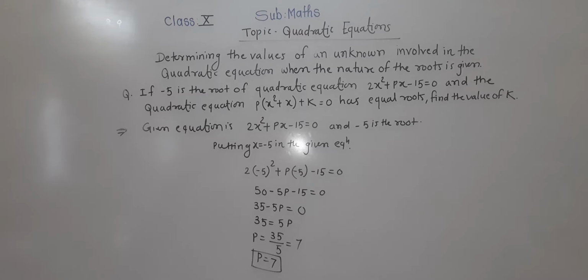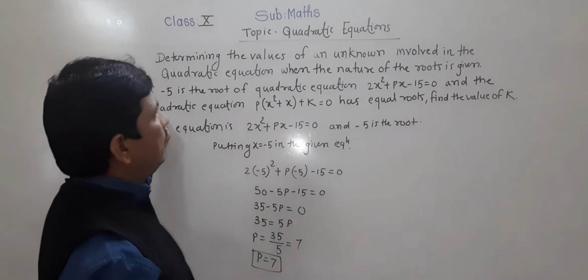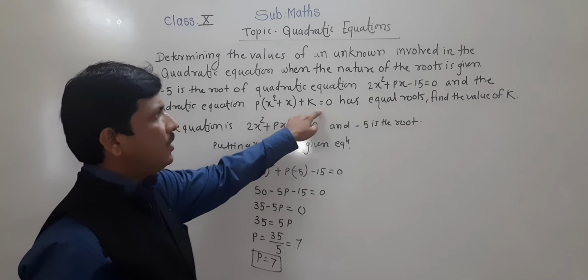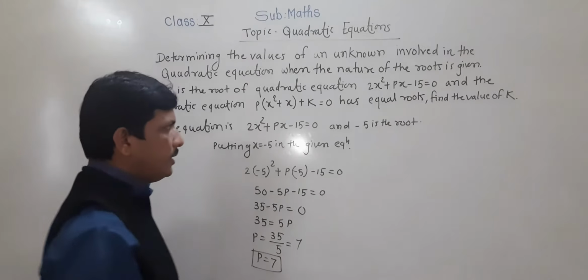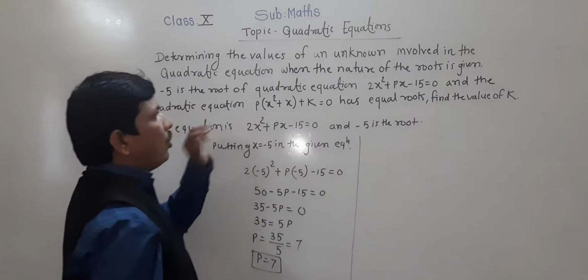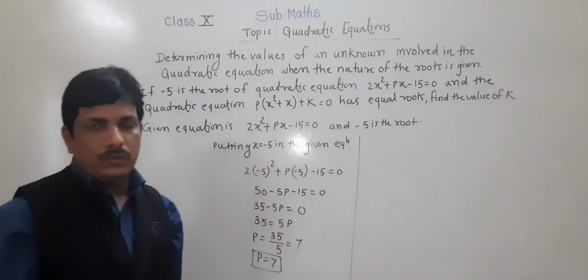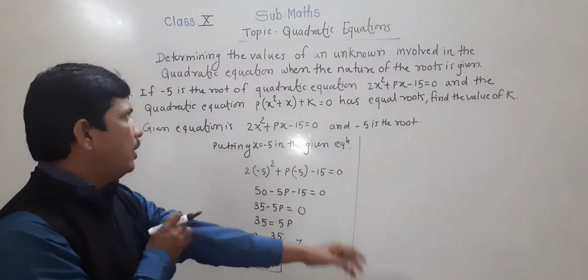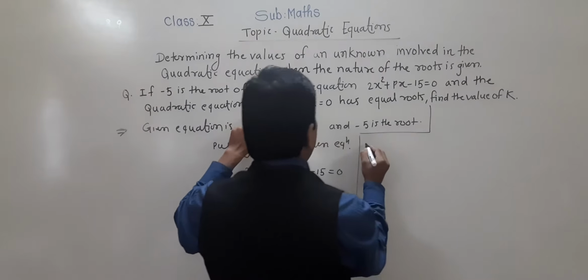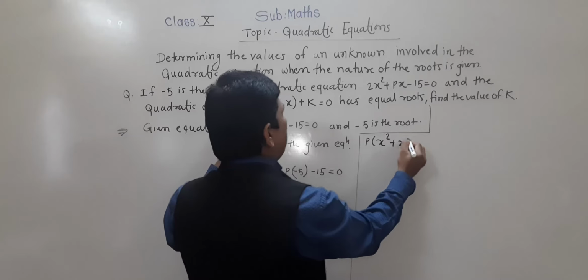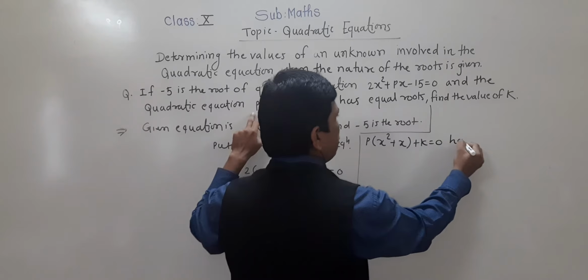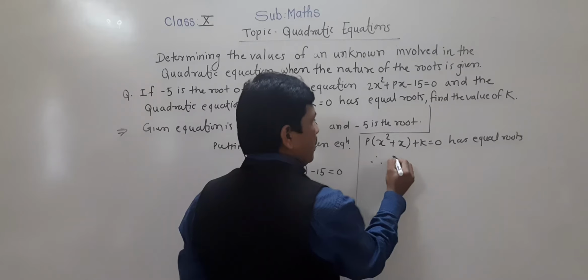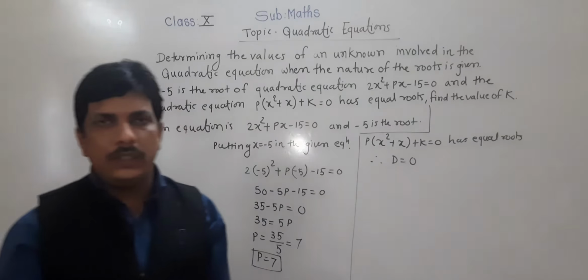Getting everyone? So now what are they asking? The quadratic equation p into x square plus x plus k is equal to 0 has equal roots. This is the given quadratic equation and it has equal roots. Equal roots means what? Discriminant will be 0. So which condition will be satisfied? D is equal to 0.